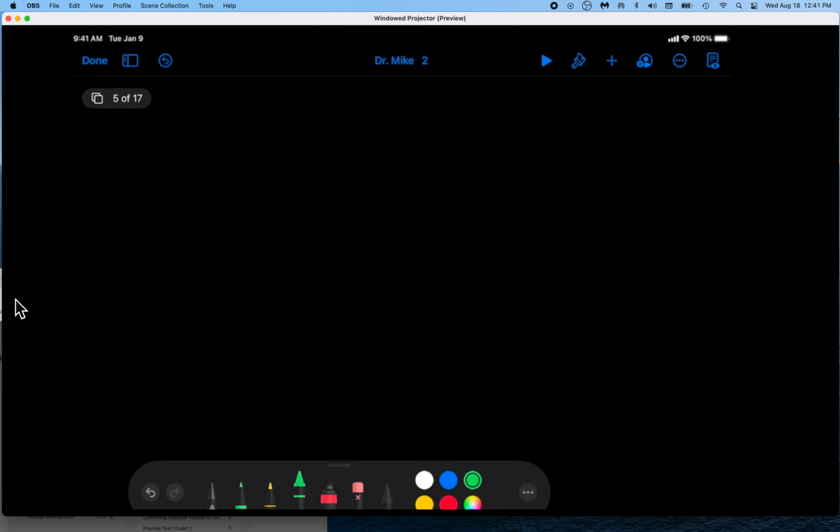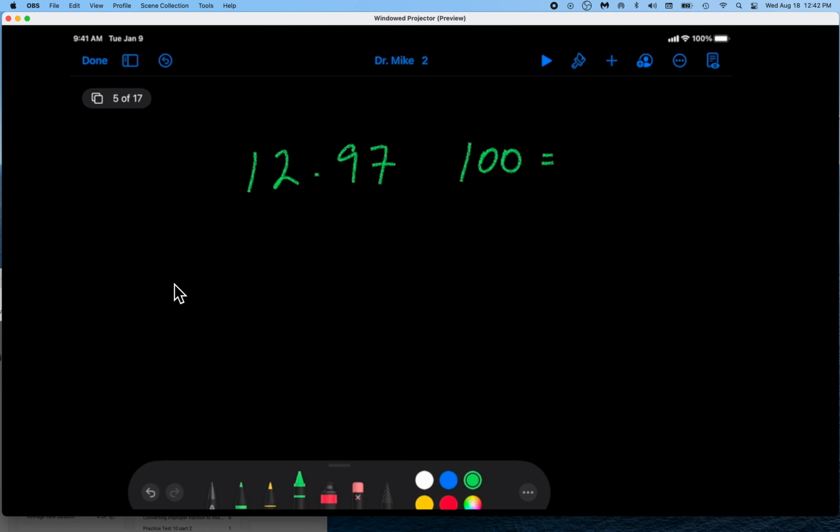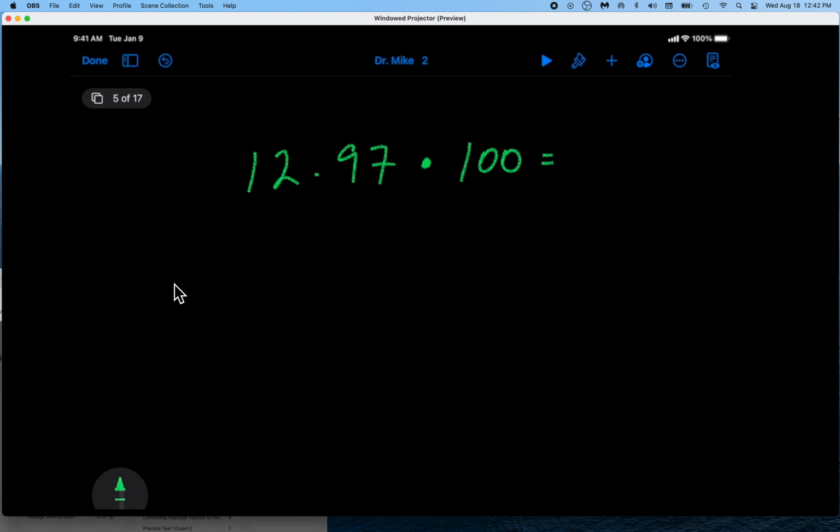Let's multiply. We're multiplying. I don't like that X, I like the dot. So let me take that away. We're multiplying. Here's our number in the box that we're starting with. Folks, is this number, when we multiply by 100, going to get bigger or smaller? Has to get bigger. How much bigger does it get? It gets bigger by 2 decimal places.